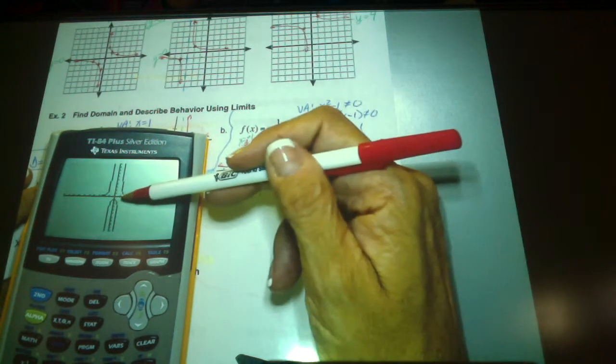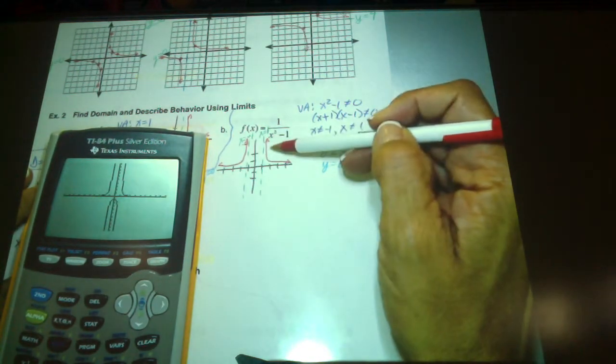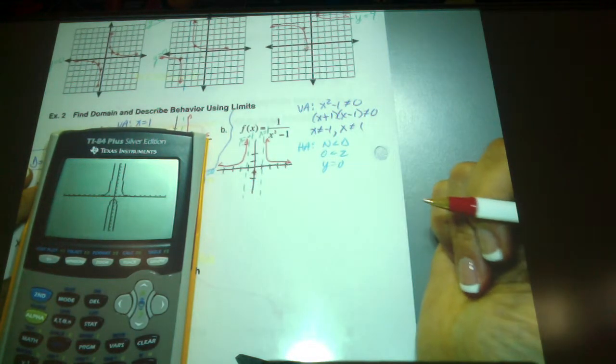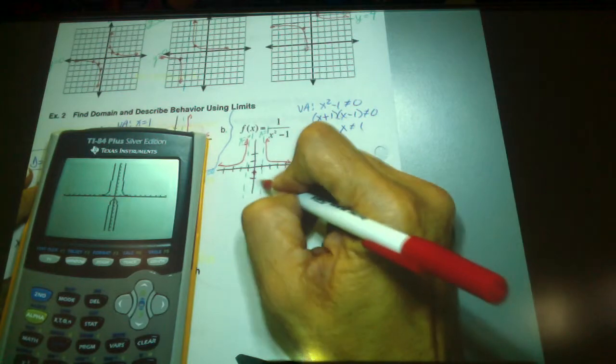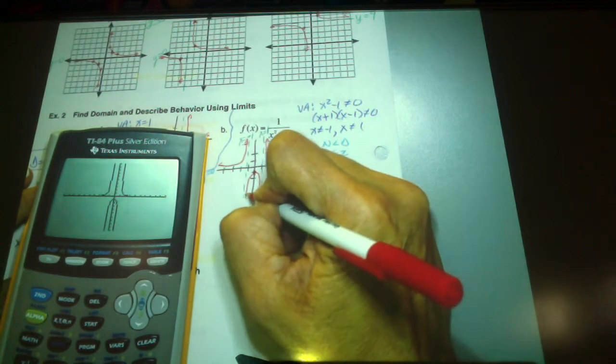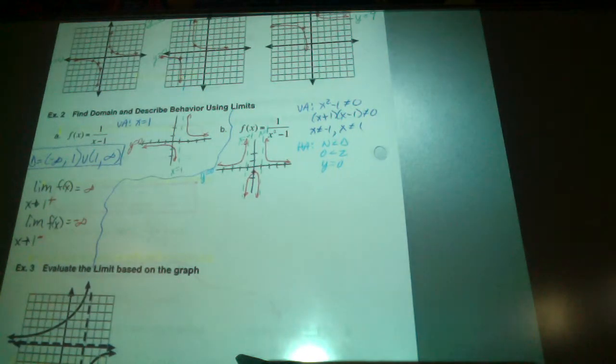If you want to know where it crosses the y-axis, just let x be 0. If x is 0, you get 1 over -1, so it crosses the y-axis at -1. And it approaches both of these. So it looks like a parabola opening down. So our limits are interesting. Because I have 2 vertical asymptotes, I have 2 limits per vertical asymptote. So how many limits am I going to have altogether?